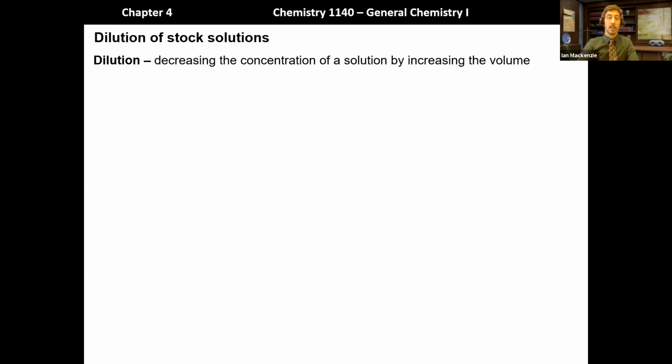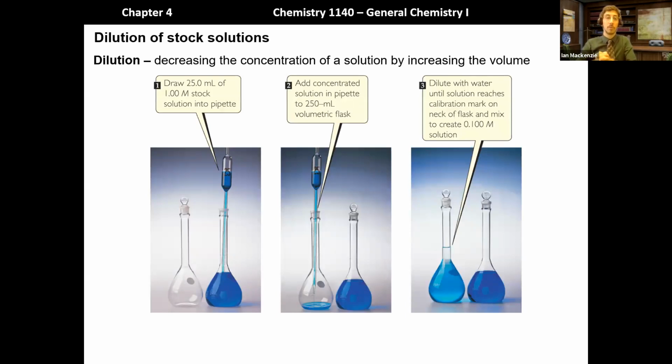Now, we can illustrate that as shown here for this solution of copper sulfate. If you took 25 mL of a 1 molar stock solution and dispensed it into another volumetric flask, and then diluted that flask up to the mark, so up to a total volume of 250 milliliters, then we have decreased the concentration of the solution, as you can see simply by looking at the intensity of the color. We've decreased that concentration down to 0.100 molar solution.